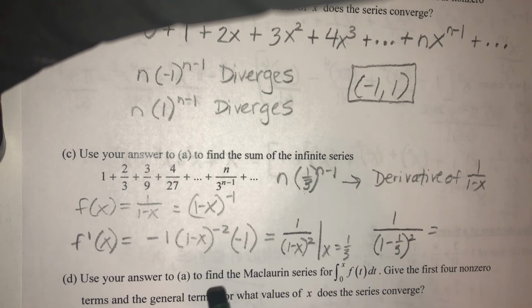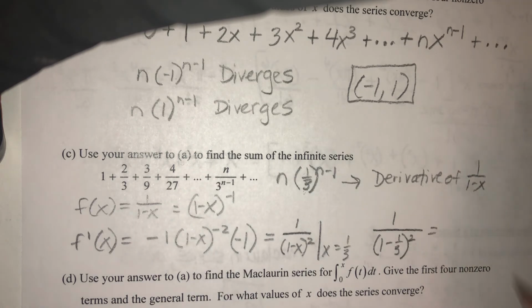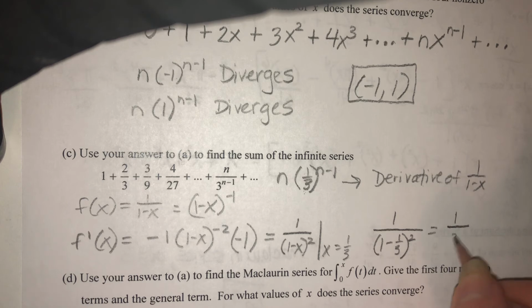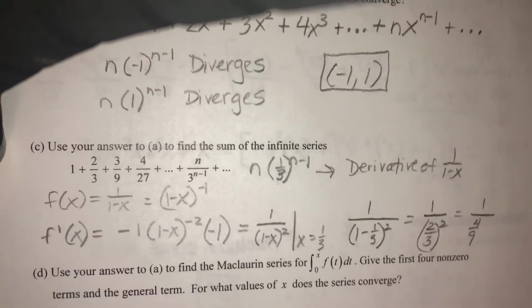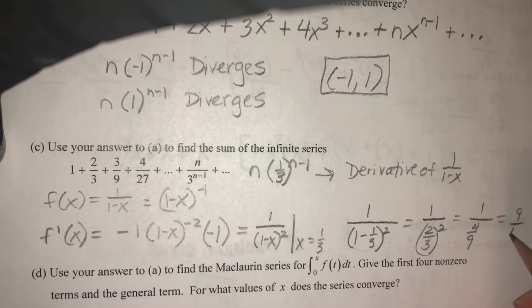Well, we're going to keep going. 1 over 2/3 quantity squared equals 1 over 4/9, which is equal to 9/4. Okay.